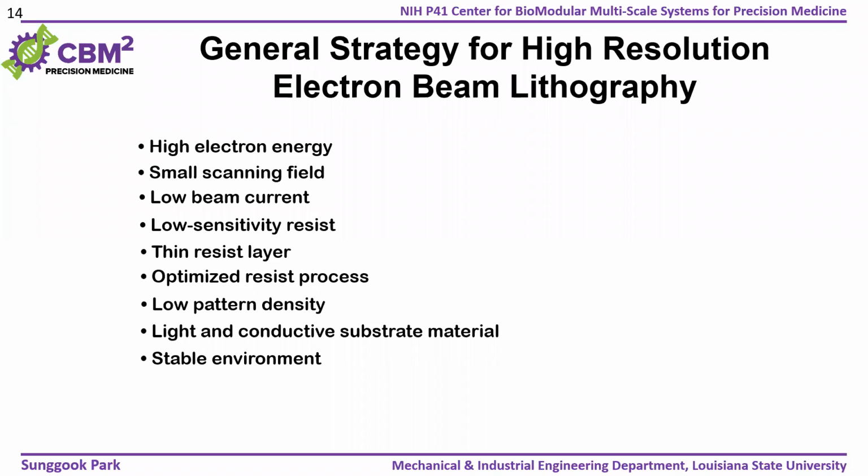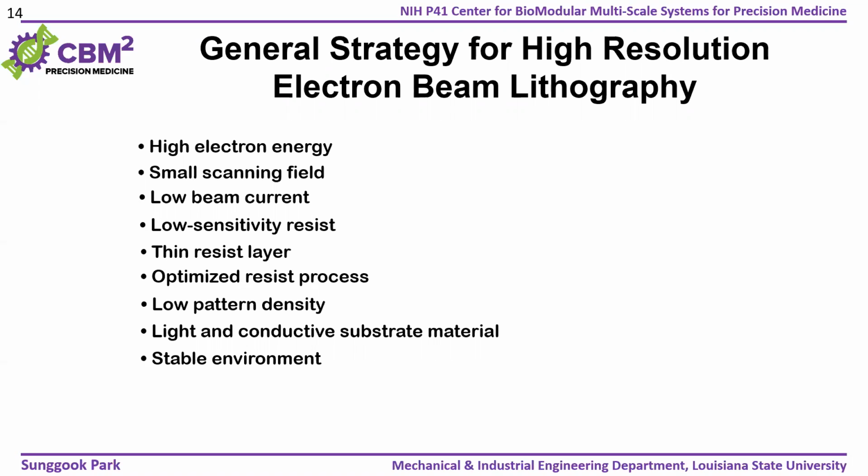And this is the last slide for electron beam lithography. This is just a general strategy you need to consider to get a high resolution. So we want to use a high electron energy and small scanning field. Again, if you increase the scanning field, then the electron beam focus becomes worse. So you cannot really make a pattern on a large surface with electron beam lithography.